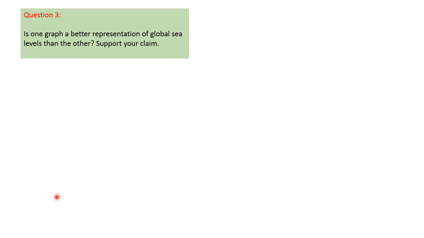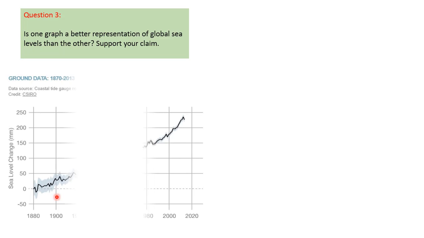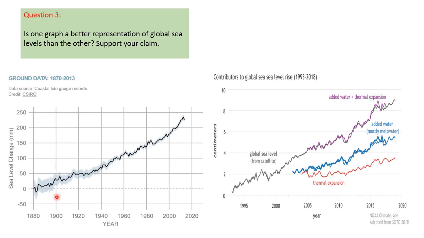Question 3, is one graph a better representation of global sea levels than the other? So for this, you will have to come up with your own opinion. Is this graph better than this one, or is this one better than this one? And you give your opinion based on what you see there. If we look at the graphs, it does look like this graph has how much the sea level has changed in millimeters. This one, it looks like it has how much the sea level has changed in centimeters. So the numbers are slightly different.